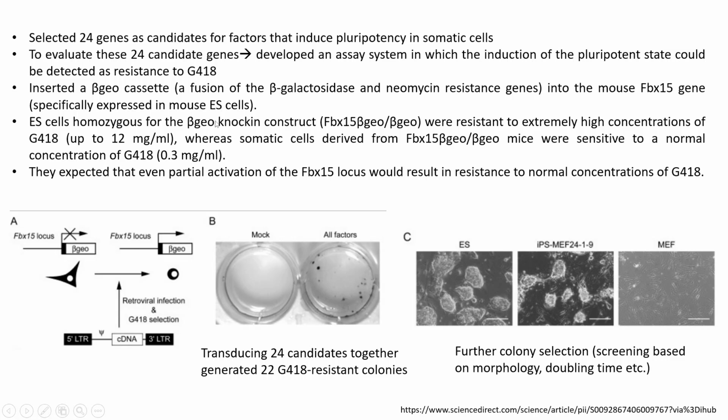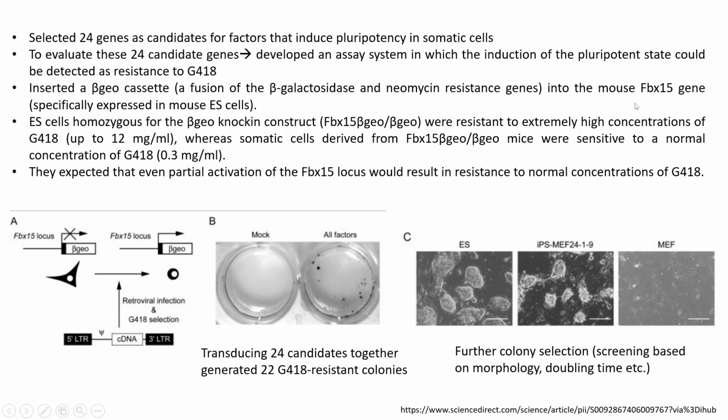Okay. So what they did is they inserted this beta-geo cassette. This was basically a fusion of beta-galactosidase and neomycin resistance genes. So if you have a positive colony, then this entire construct will be expressing, meaning that you will have beta-galactosidase that can act on X-gal and give you blue colonies. Also, you will have neomycin resistance, meaning that it will survive even if neomycin was added into the culture.